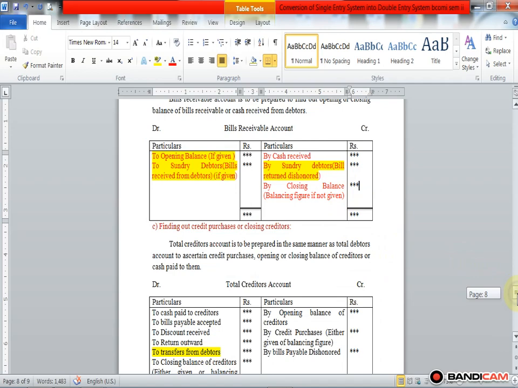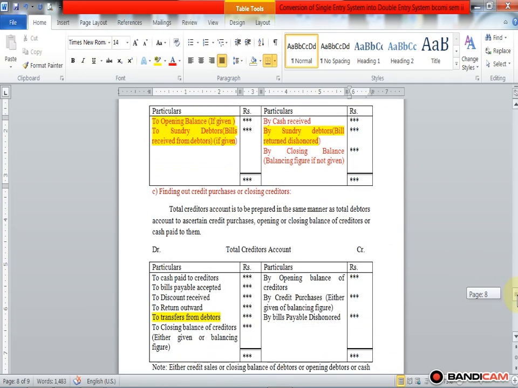Next one is C. Finding out credit purchase or closing creditors. The total creditors account is to be prepared in the same manner as the total debtors account to ascertain credit purchases, opening or closing balances of creditors, or cash paid to them. It means cash paid to creditors or bills accepted during the year.